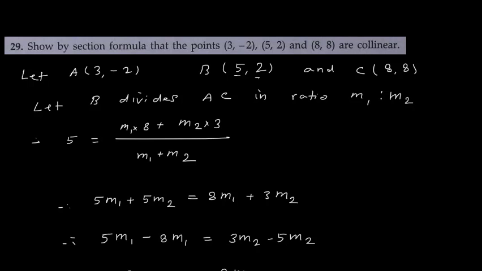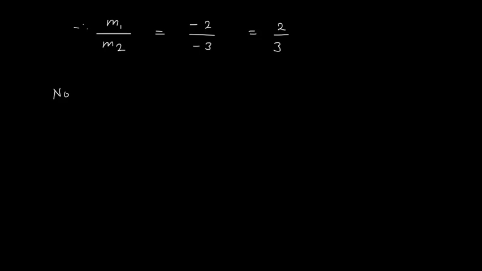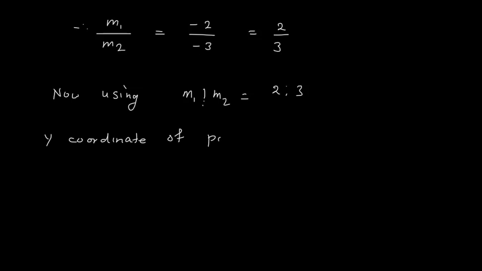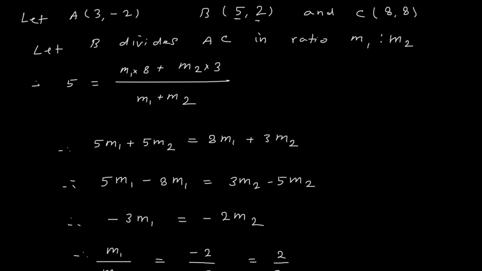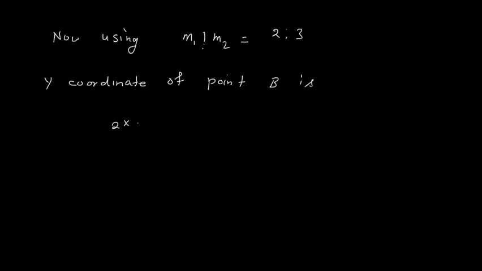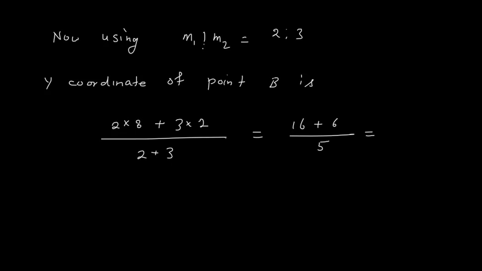Now using this ratio 2, 3, I will find the y coordinate of point B. Okay. So now using M1 ratio M2 as 2 ratio 3, the y coordinate of point B is, it is 2 into 8 plus 3 into, now for point A the y coordinate is 2, 3 into 2, divided by 2 plus 3, which is equals to, now 2 into 8 is 16 plus 3 into 2 is 6 divided by 3 plus 2 is 5, 16 plus 6 it is 22 divided by 5. Okay, so I think something went wrong.